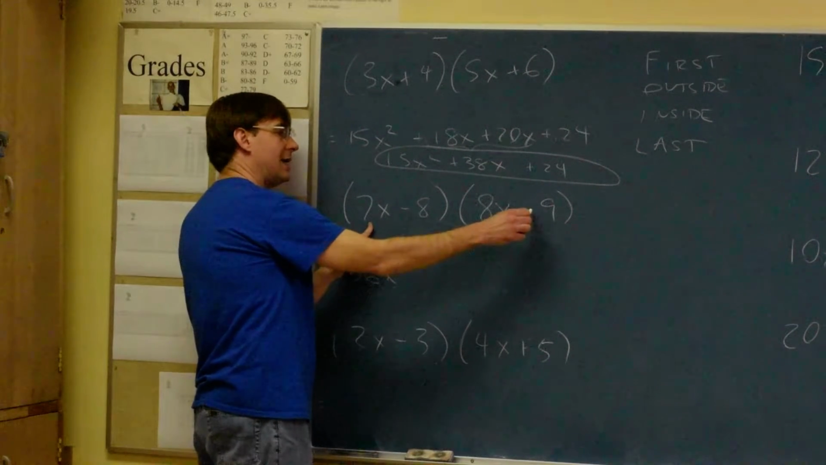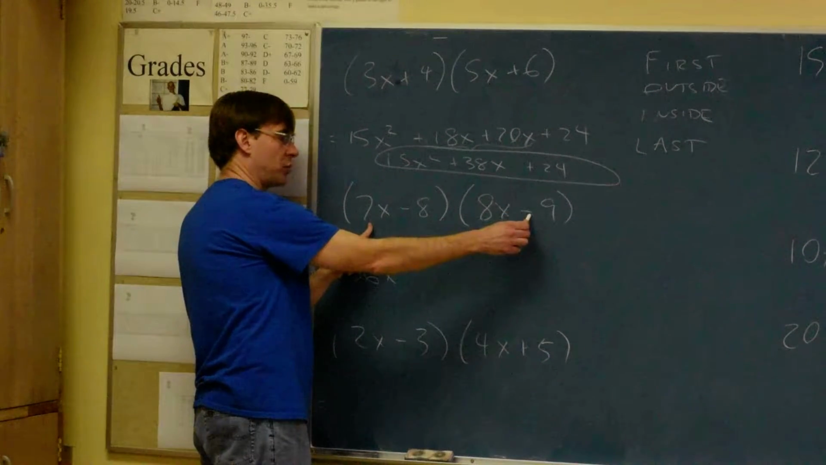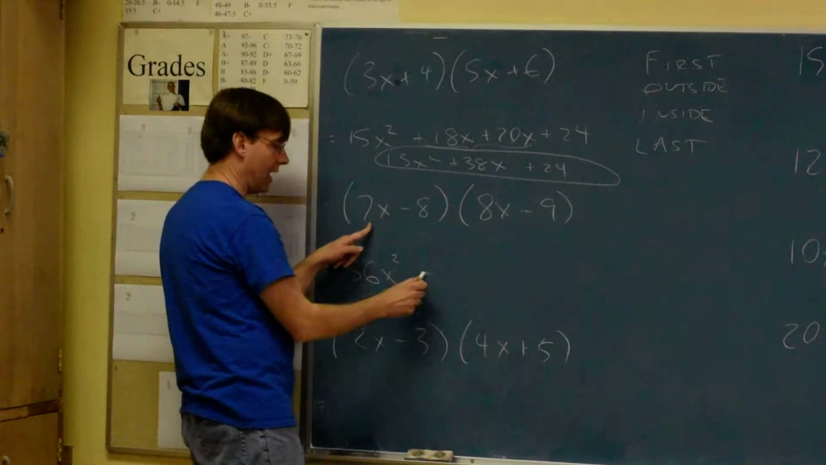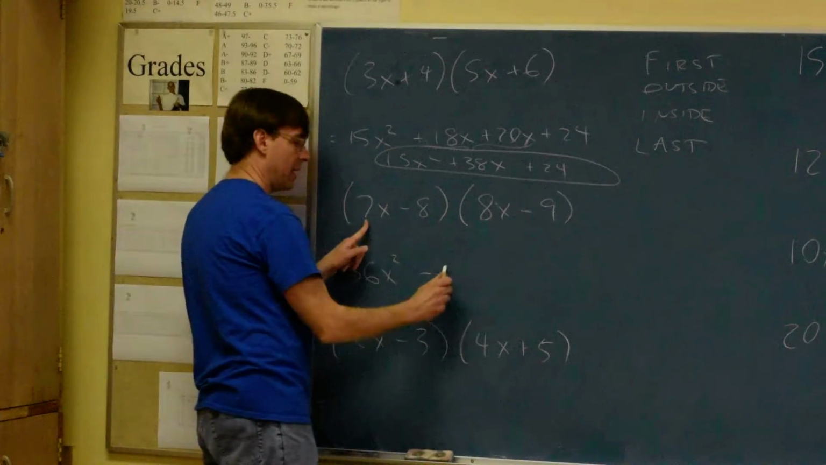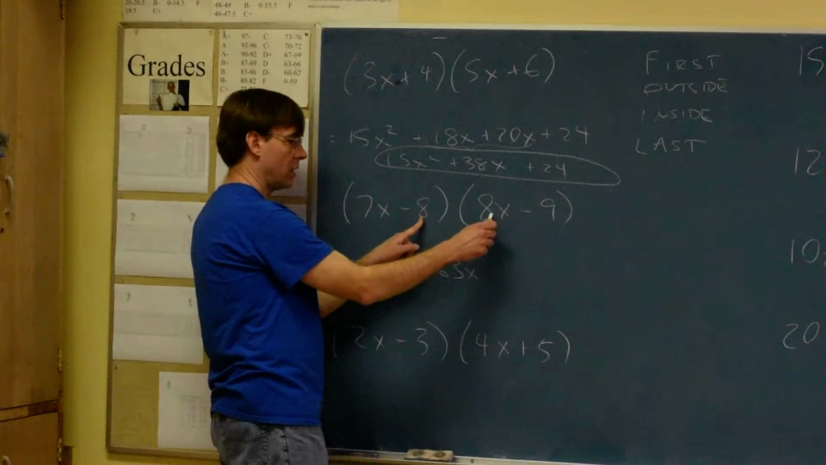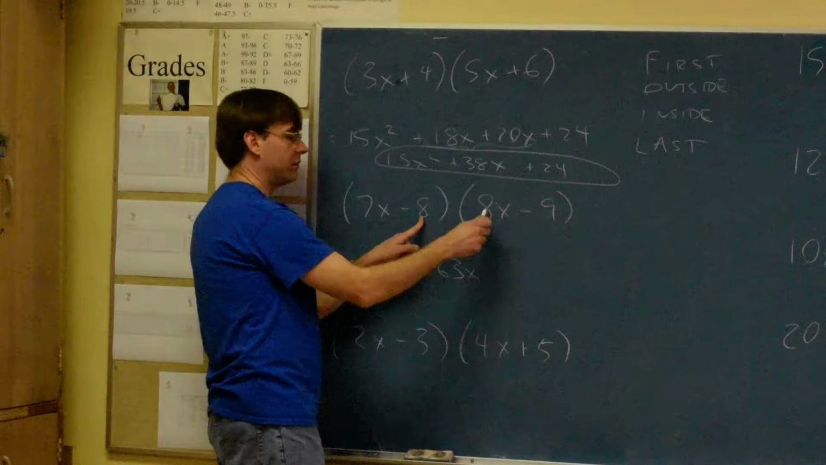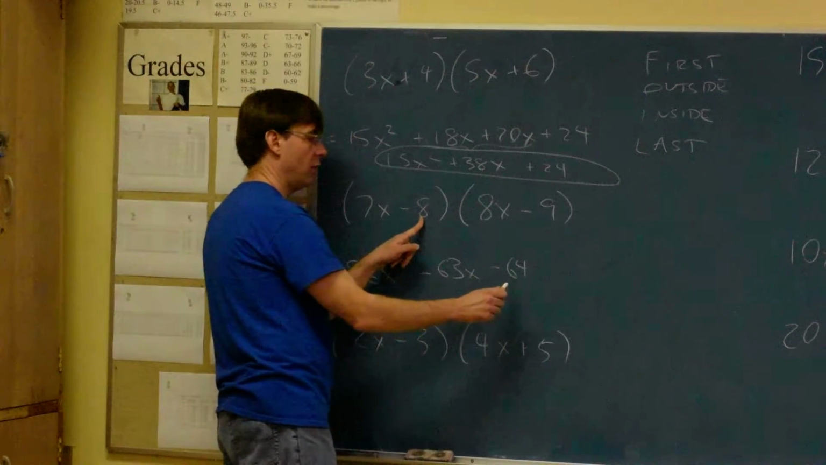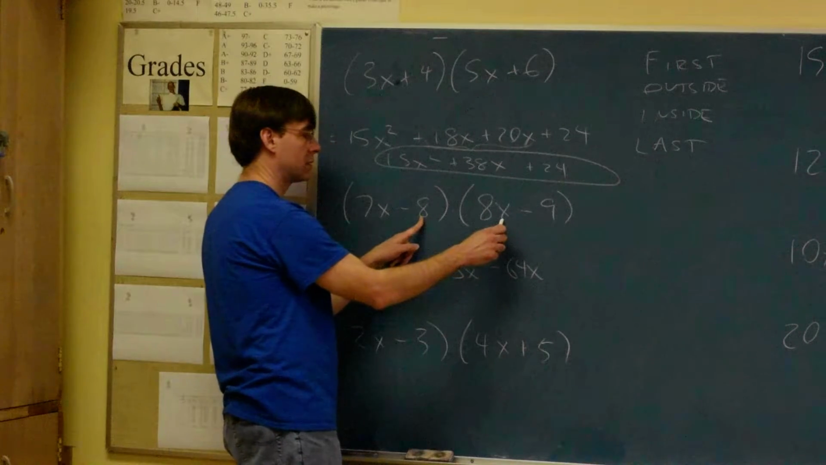When I go to do these, now I need to look at the sign because I sprinkled some negatives in there. So a negative times a positive is a negative. 9 times 7 is 63, and that has an x. For the insides, negative times positive is a negative. 8 times 8 is 64, and that has an x.